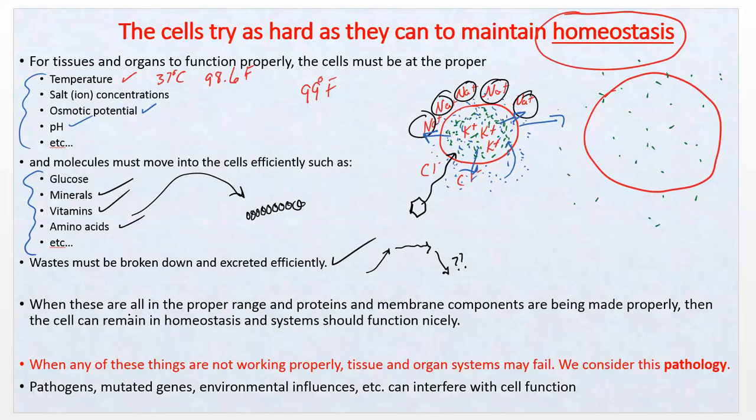things like that. Okay, so when these are all in the proper range and proteins and membrane components are being made properly, so if everything is working great, then the cell will remain in homeostasis. Okay, so then you're maintaining homeostasis.